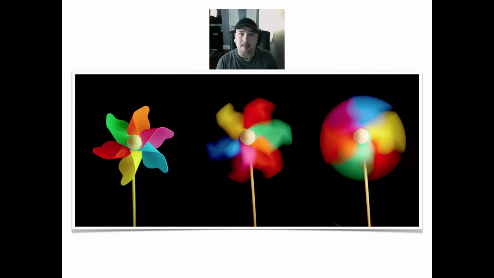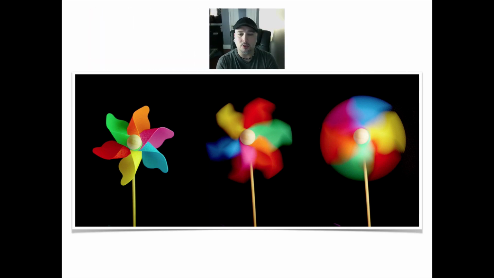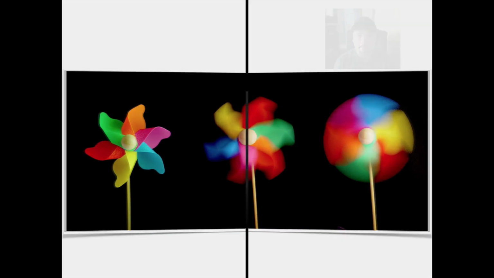And this is an example. Here on the left, we have this pinwheel. It is just completely stopped. It is frozen. So we're looking at a high shutter speed. In the middle, we're looking at a moderate shutter speed, and it's begun to blur. It's starting to kind of blend into itself, but not quite yet. And then we have a really slow shutter speed where the whole thing is just clearly blending and blurring into itself. And that is what shutter speed does. It controls the motion, the blurriness of motion.